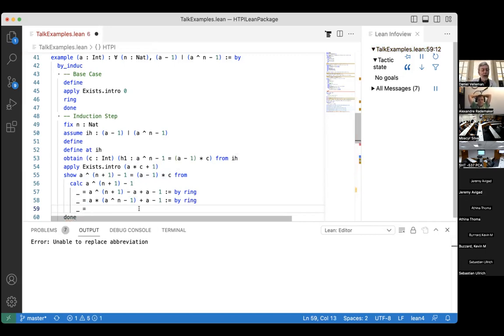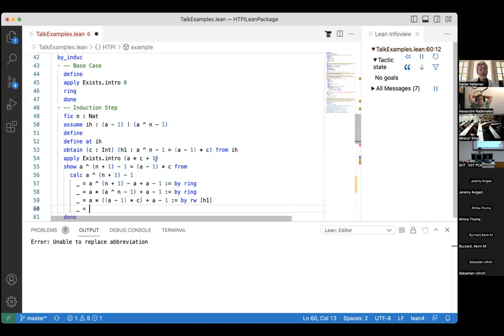So now what? Well, now I've got a to the n minus 1, and I know here I've got H1 that says a to the n minus 1 is equal to a minus 1 times c, and so let me plug that in. This is a times a minus 1 times c plus a minus 1. And that's by rewriting. There's actually a version of rewrite that's just called RW that is a little more convenient in calculational proofs.